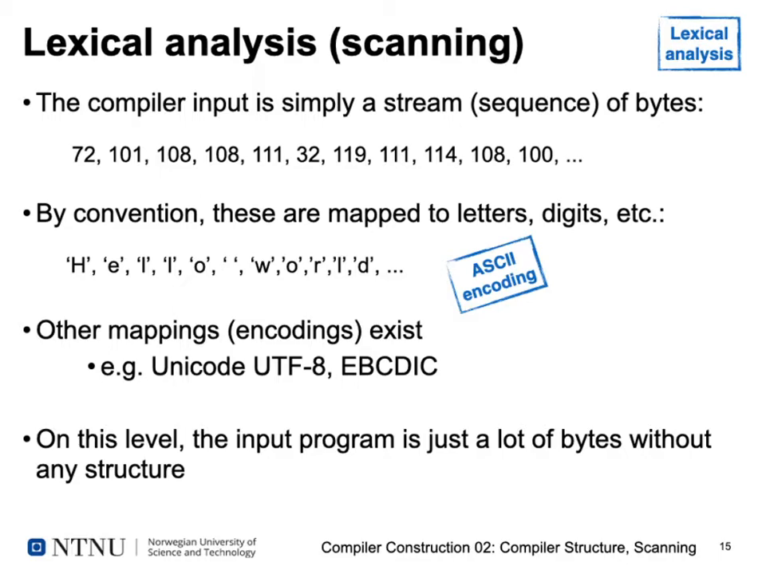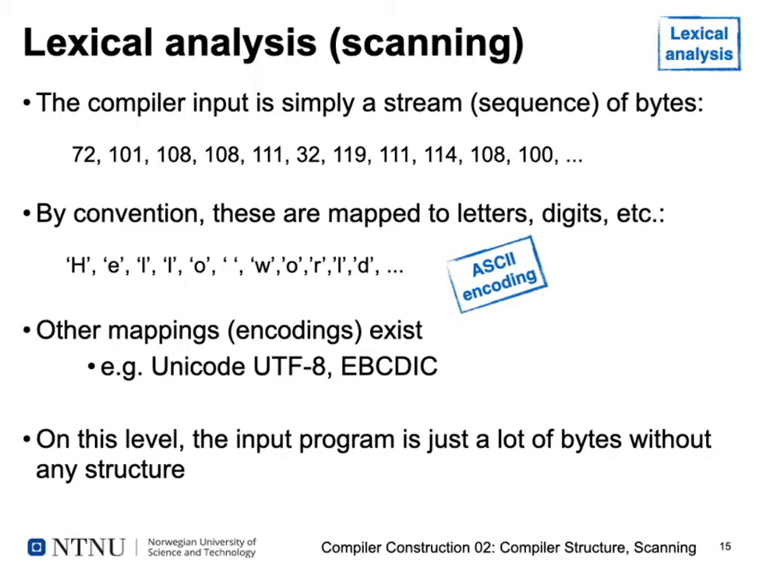So ASCII defines that the first byte, 72, corresponds to an uppercase letter H, the second one, 101, corresponds to an E, the third and the fourth one, 108, correspond to an L each, and so on and so forth. There are other character encodings which have different assignments of available characters to the numbers they are represented with.